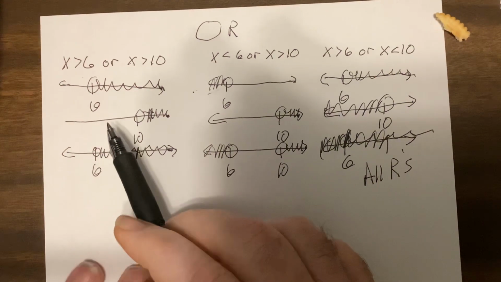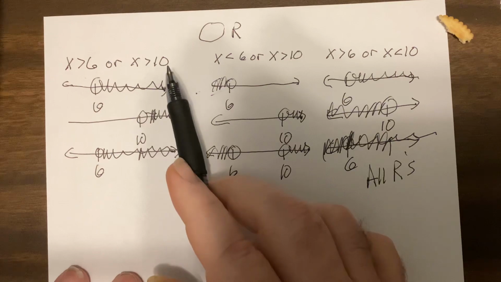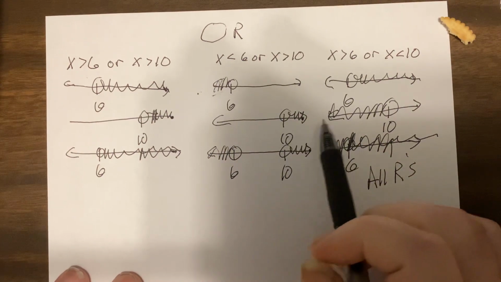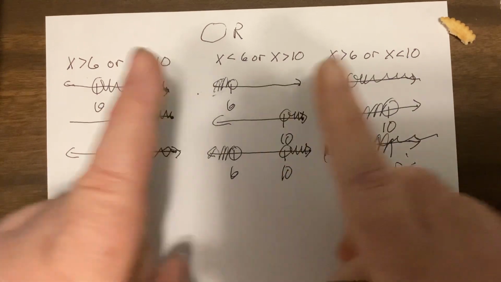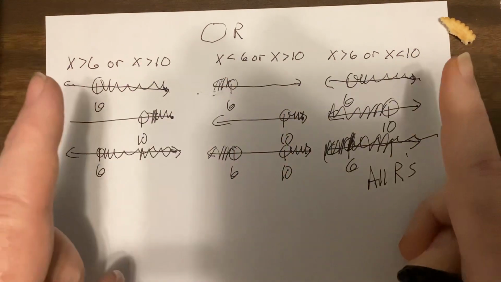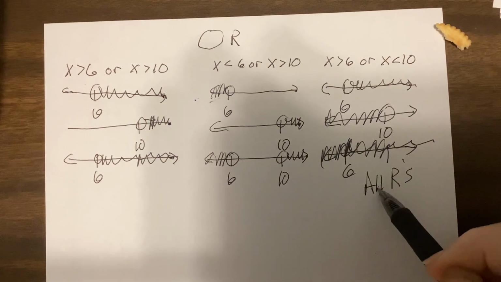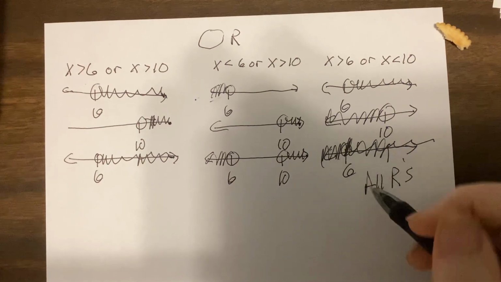So same direction, it's the longer one. Opposite directions, it is just the opposite directions. So think of this. Then opposite directions but overlapping, it's all reals. Everything.